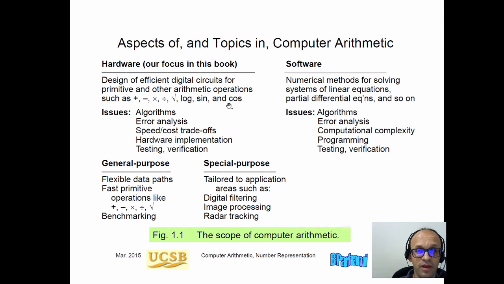In both of them, for example, in hardware, the design of efficient digital circuits for primitive and other arithmetic operations, such as plus, minus, multiplication, division, square root, and so on. And issues such as algorithms, error analysis, speed-cost trade-offs, hardware implementation, and testing and verification. You can work on general-purpose or specific-purpose applications, like digital filtering, image processing, radar tracking, and so on. You can also work on software, numerical methods for solving systems of linear equations, partial differential equations, and so on.